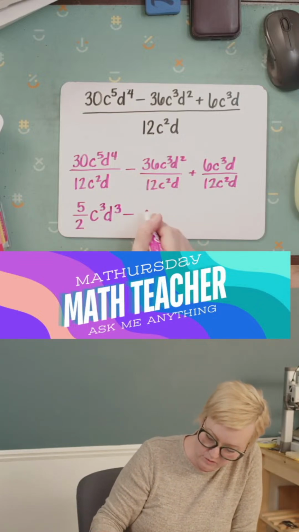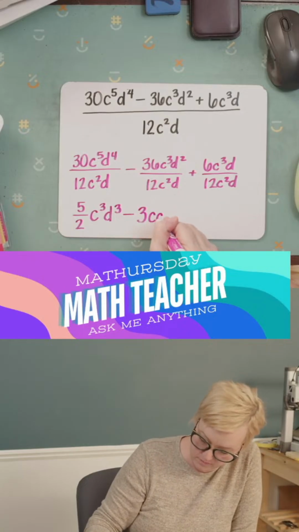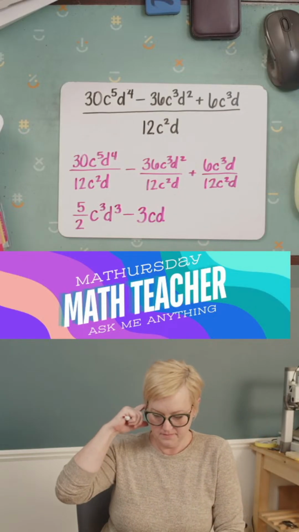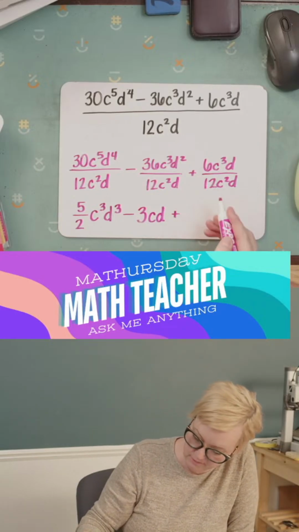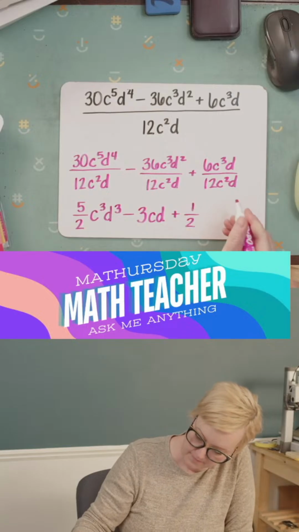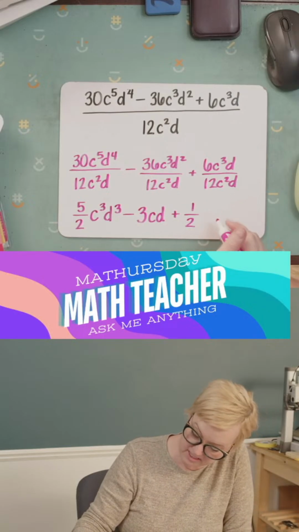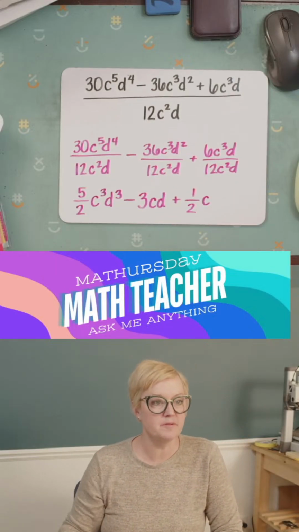Minus 36 over 12 is 3. There's 1 c and 1 d there. And then plus 6 over 12 is going to be 1/2. Just c, right? Yeah, just c. Okay, so that would be simplifying it down.